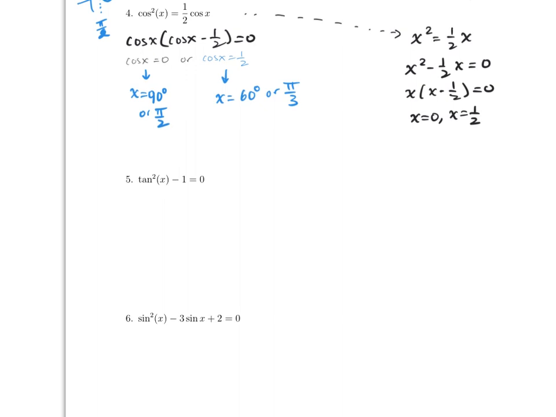All right, the next one, you can either do factoring or use the square root property. If you factor, remember, let's say you want to factor x squared minus 1 equals 0.